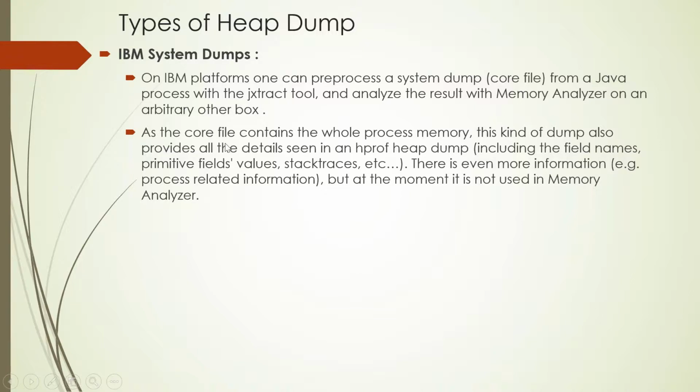So what does that core file, extracted with the JExtract tool, contain? It is not necessarily similar to hprof, but it also includes the information which will fulfill your analysis for a heap dump. It includes all the field names, primitive fields, stack traces, etc. With this we also have process related information. This process related information will not be used for your analysis, but it's a side load you have with the IBM system dump.